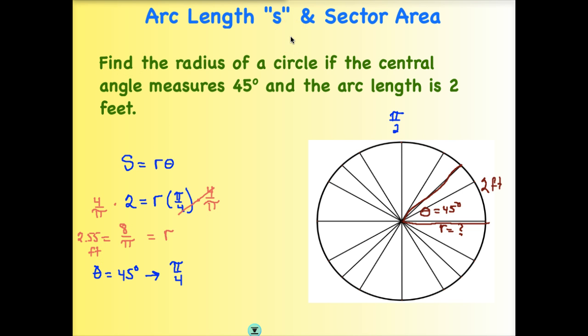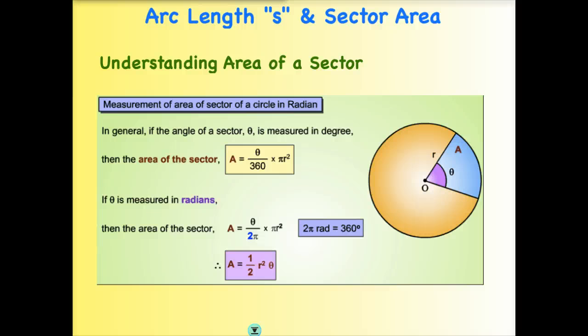The key for these problems is just making sure that you're always using radian measure. And if you get a problem with degrees, that you first convert it to radian measure before you work out the problem. Let's go ahead and move on to area of a sector. Let's understand what this is and how we can find it.